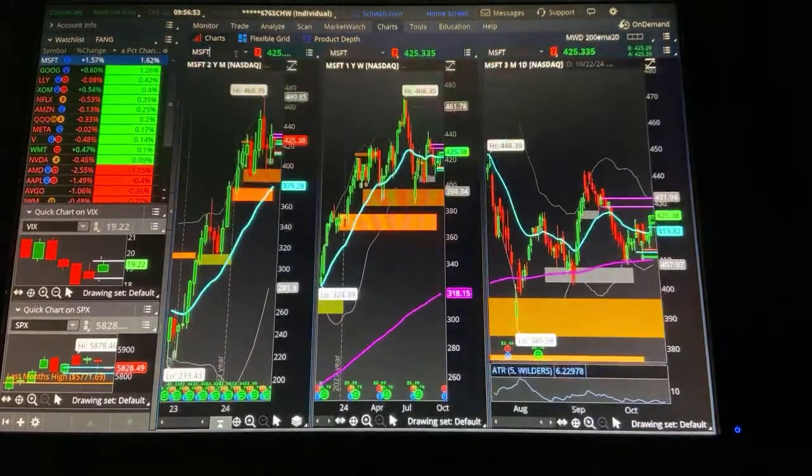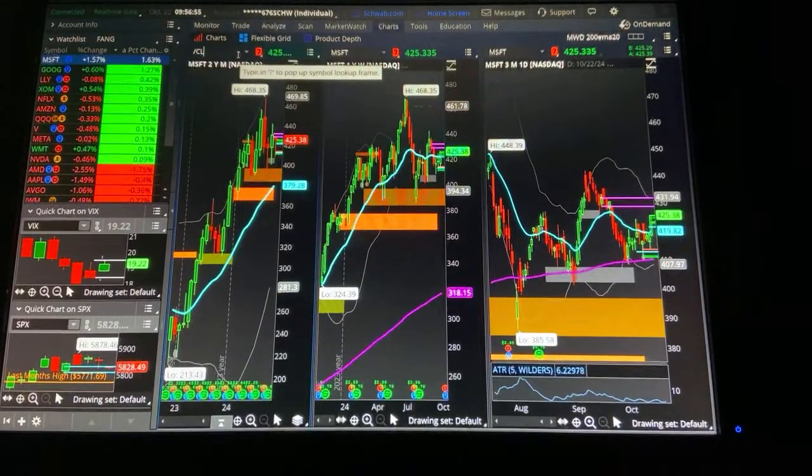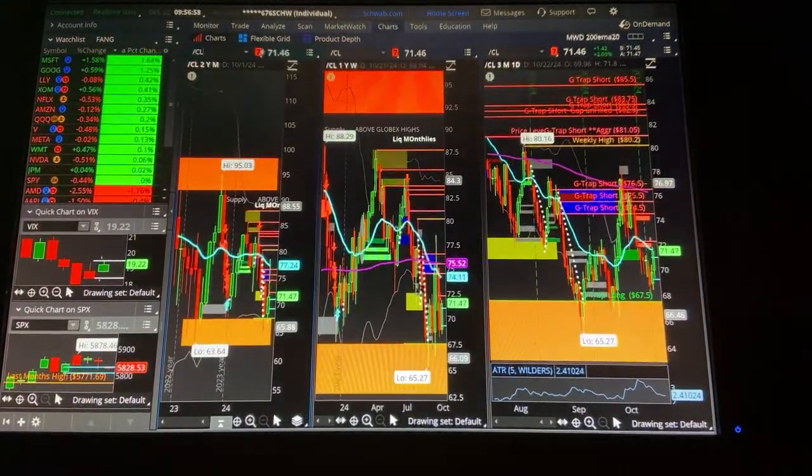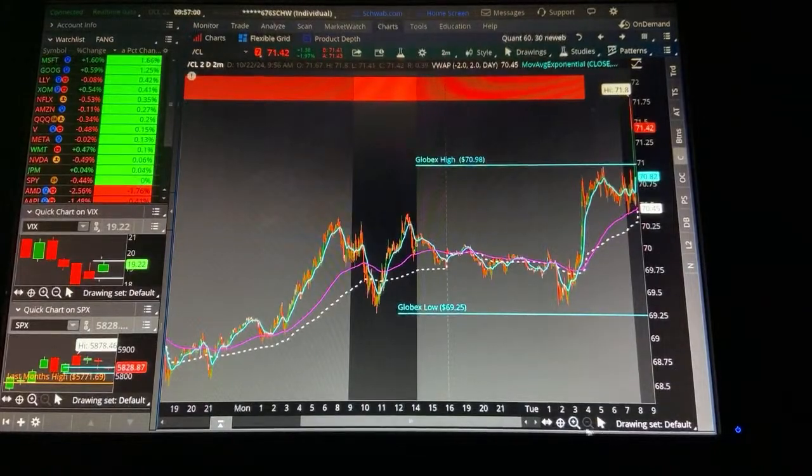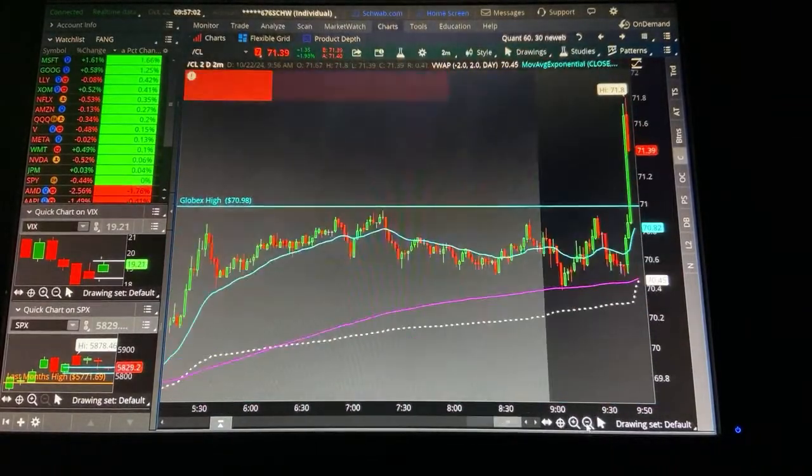Check crude real quick, man. Crude's boring, man. What do you want in crude, man? It popped. VWAP.